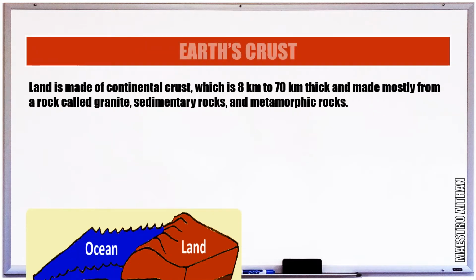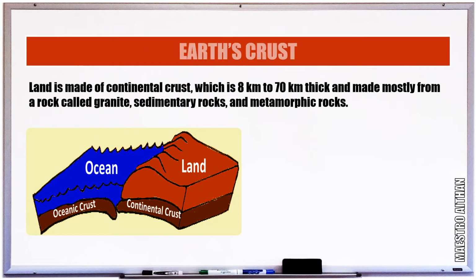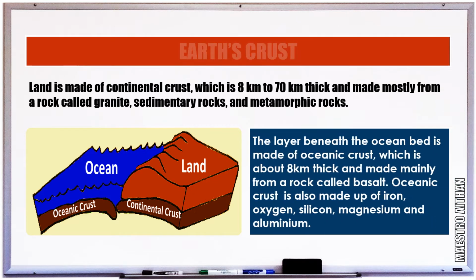Land is made of continental crust, which is 8 km to 70 km thick, and made mostly from rocks called granite, sedimentary rocks, and metamorphic rocks. The layer beneath the ocean bed is made of oceanic crust, which is about 8 km thick, and made mainly from a rock called basalt. Oceanic crust is also made up of iron, oxygen, silicon, magnesium, and aluminum.